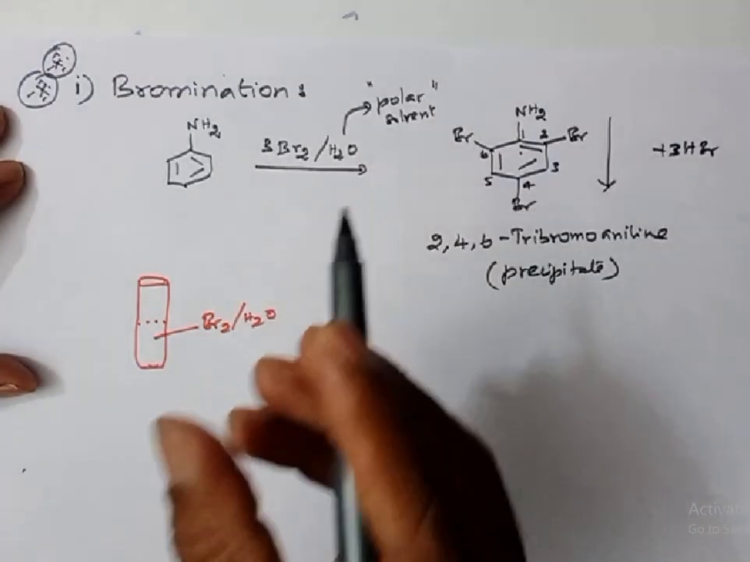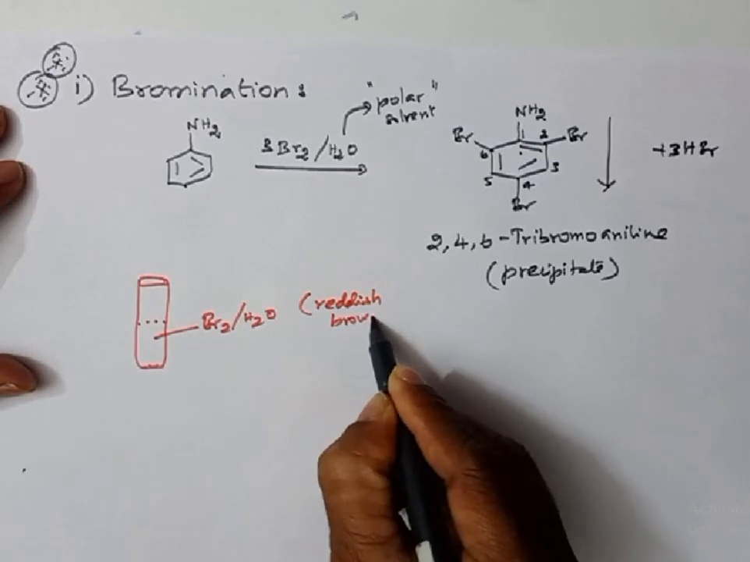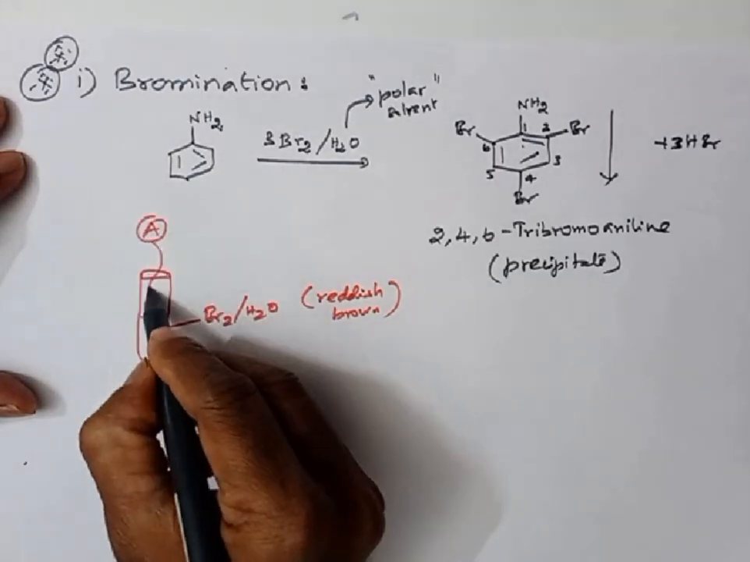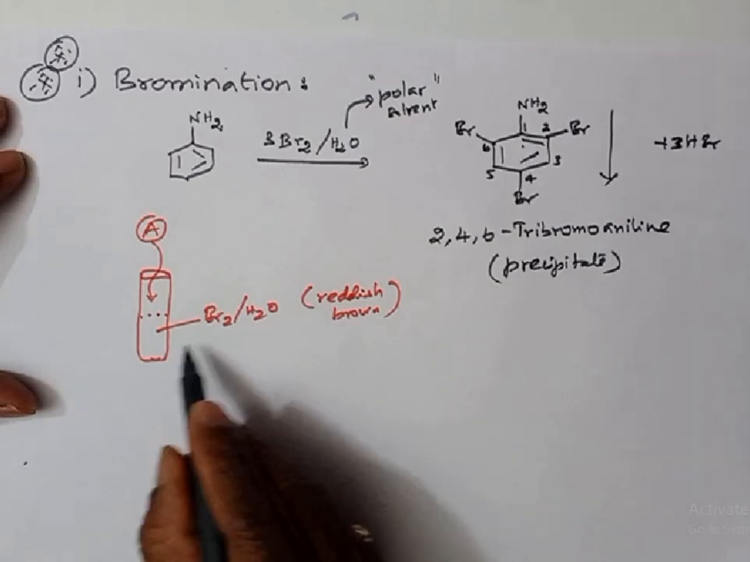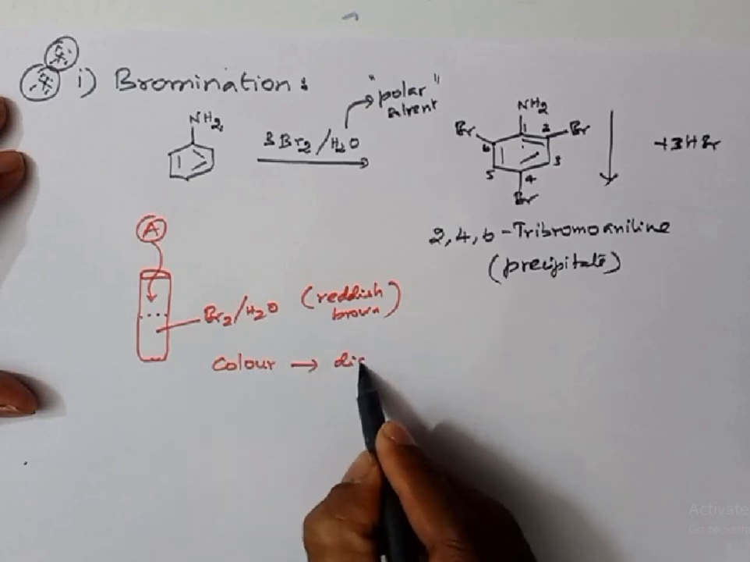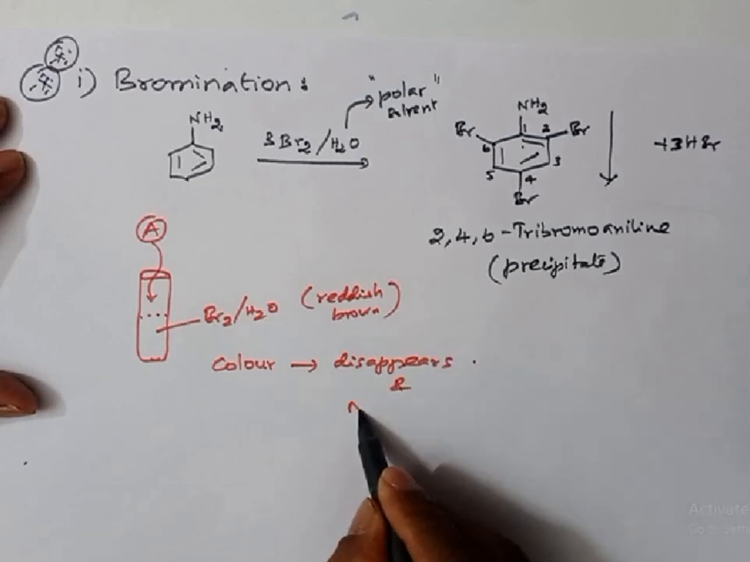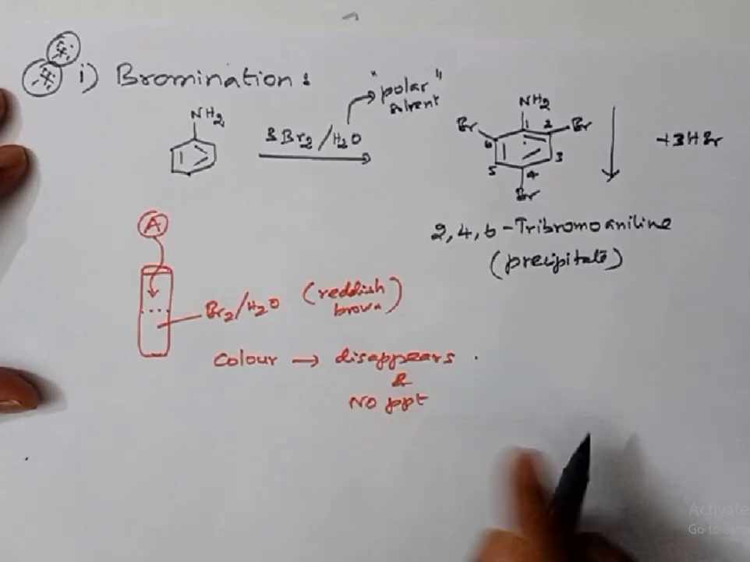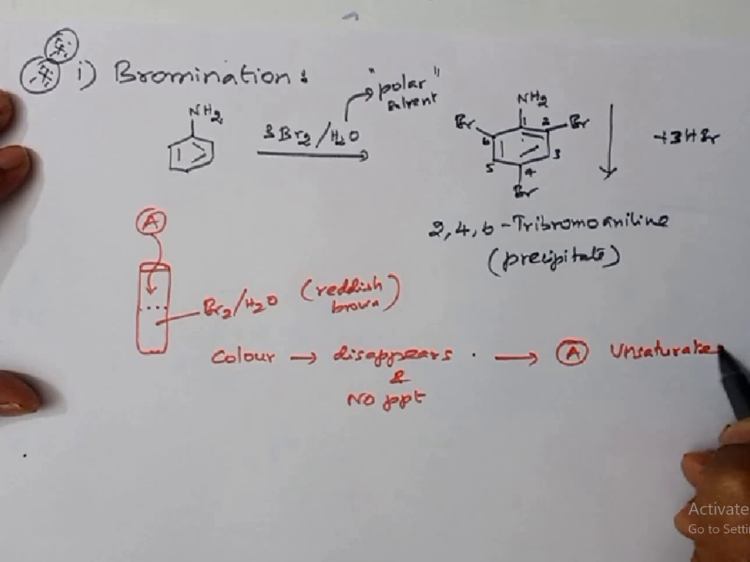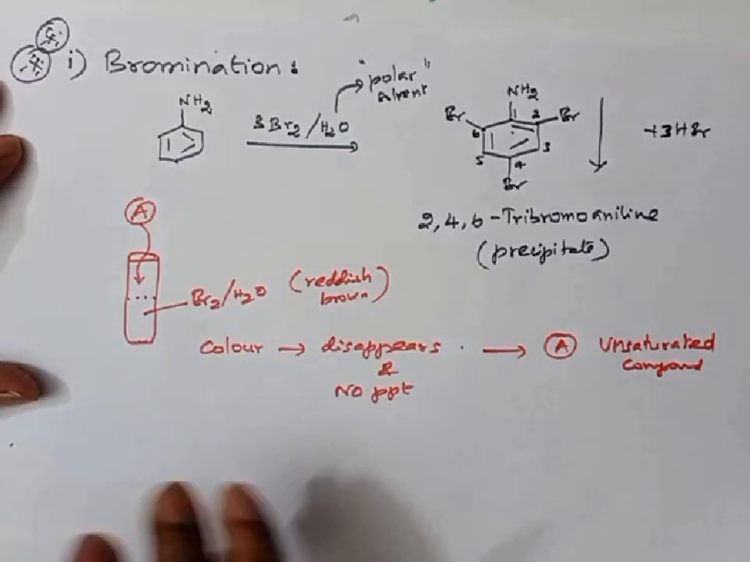It appears reddish brown. To this reddish brown bromine water, suppose I add some compound A. If the reddish brown color disappears and there is no precipitate, we call compound A an unsaturated compound. It's a test for unsaturated compounds.